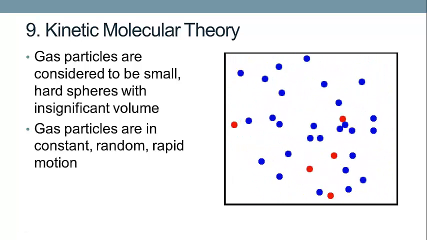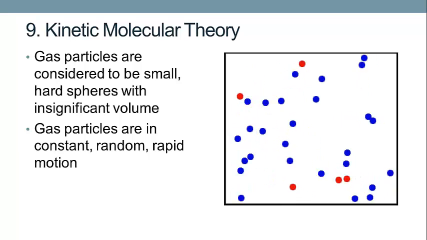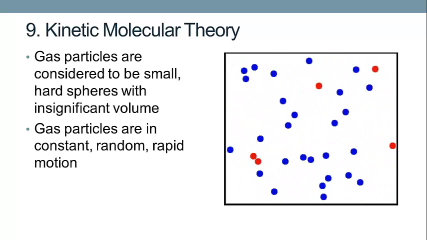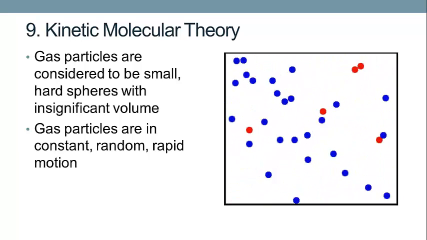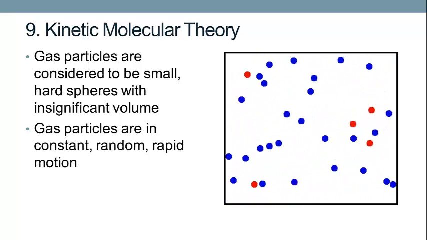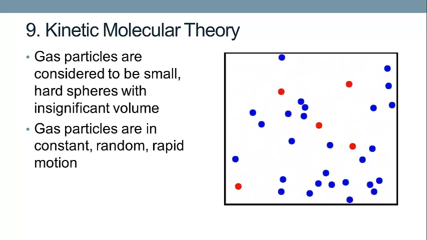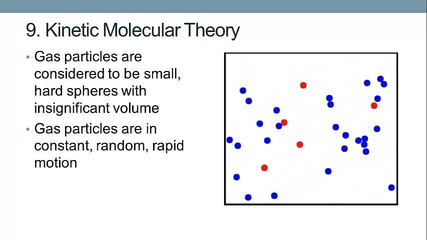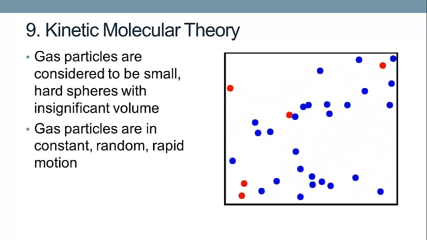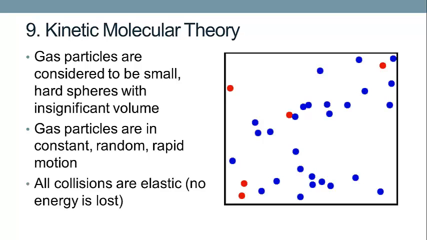In this simulation here, these represent different gas particles. Notice that they almost seem to move independently of each other unless they collide, in which case their paths will change. Notice that some of the particles are moving a little bit faster, so they don't all have the same kinetic energy, but they do have the same average kinetic energy. All collisions are elastic, meaning that no energy is lost. So if one slows down, the other absorbed that energy and sped up. No energy is being lost between those collisions.